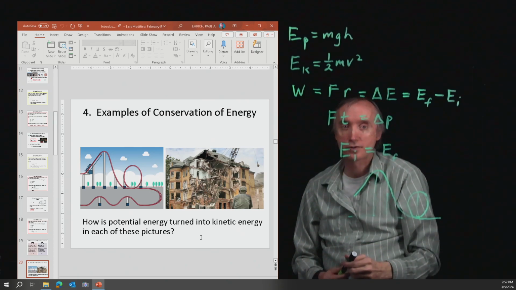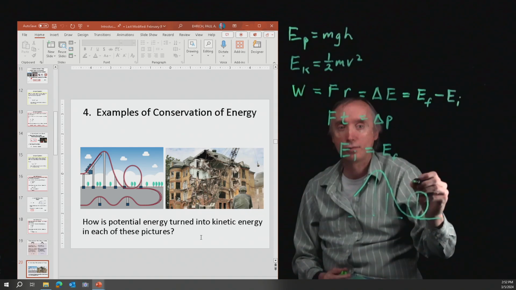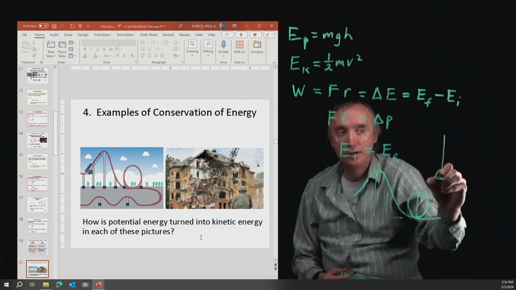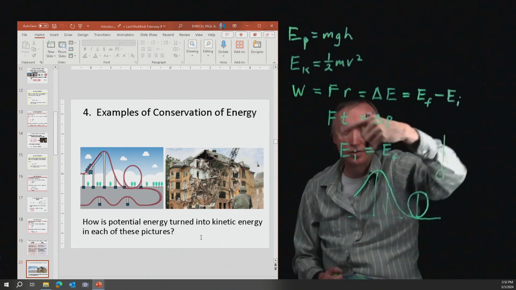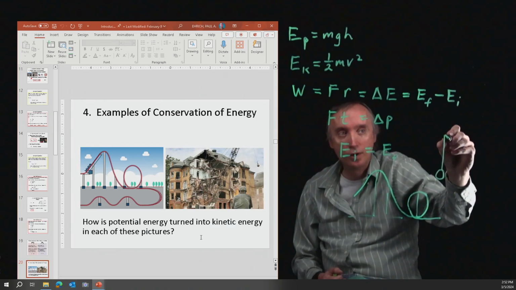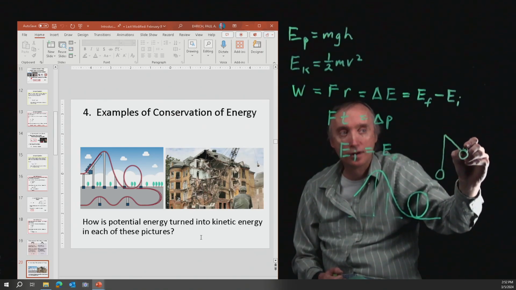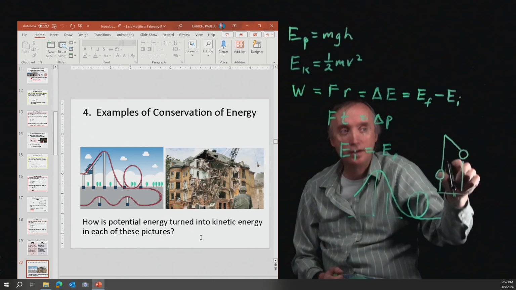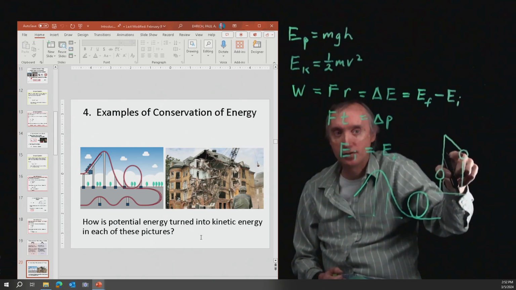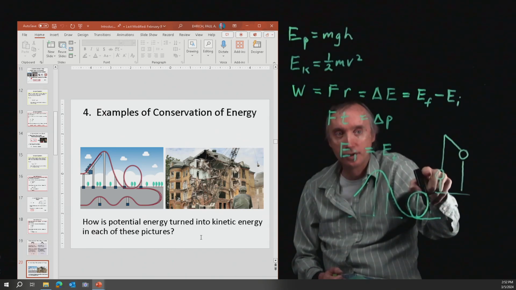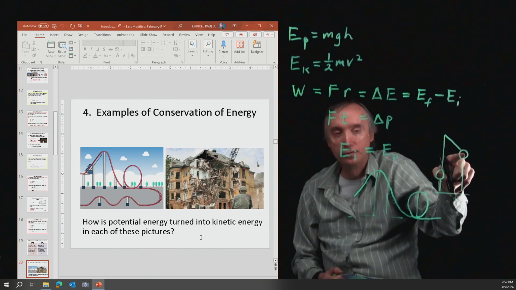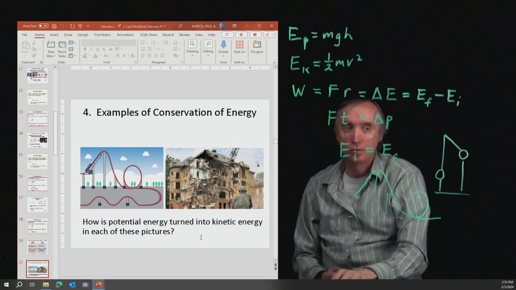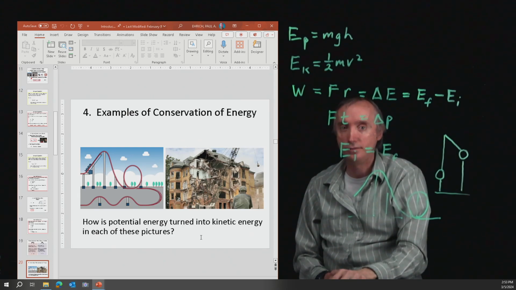Well, what about the second picture? The second picture is showing a wrecking ball. Normally the wrecking ball is going to be down here near the ground. But when you start to swing it, if you swing the wrecking ball up to here, notice it's higher off the ground than it was here. So it gained what kind of energy? Potential energy. And when it slams into the building, that potential energy is converted to kinetic energy. So those were conceptual questions dealing with conservation of energy.